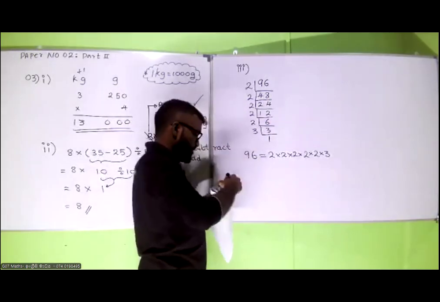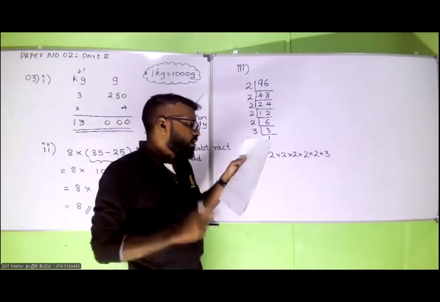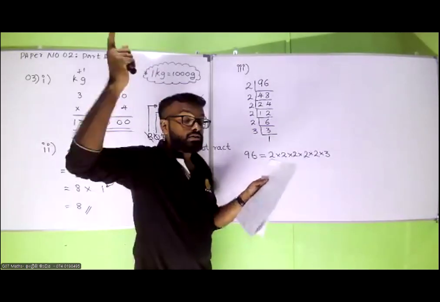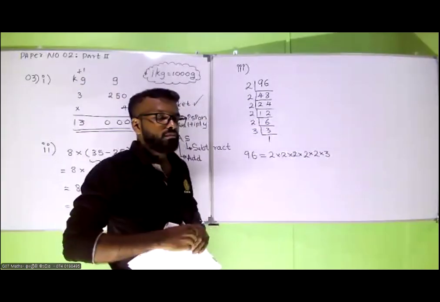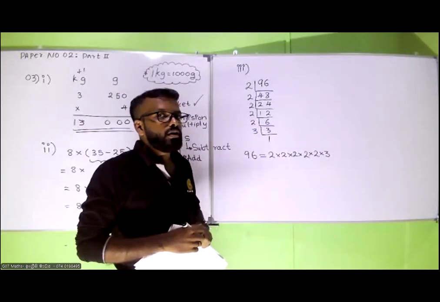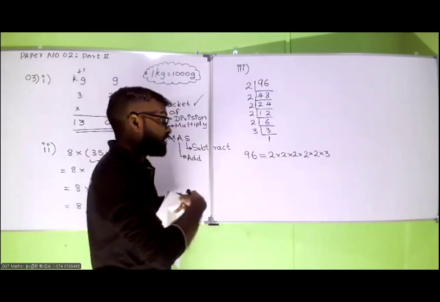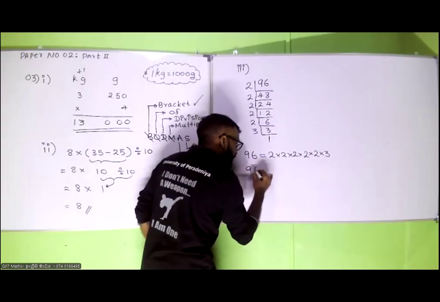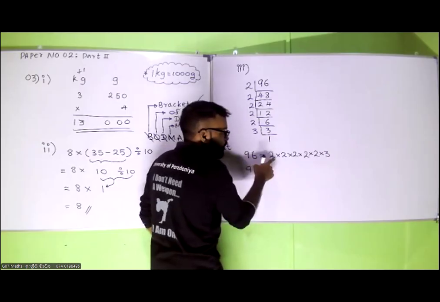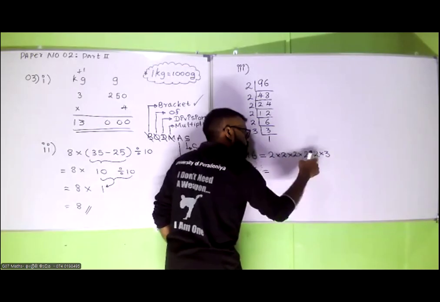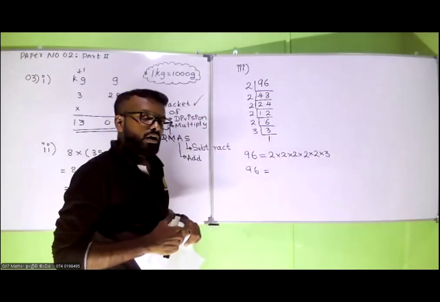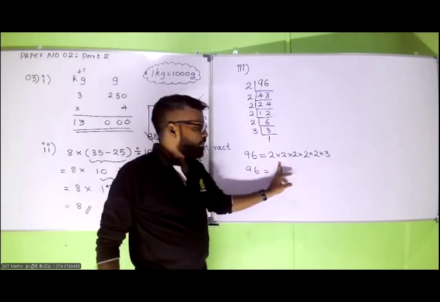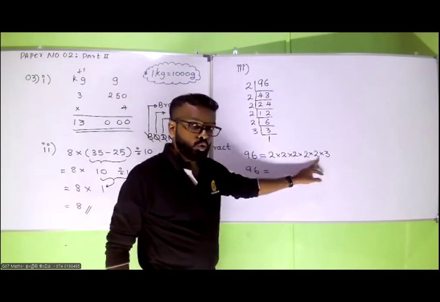Right? Okay, now they are telling us to express 96 as a product of prime factors and express as powers. Right? Index form. This is the indices lesson. So we can write 96 like this. 2 times 2 times 2 times 2 times 2 times 3. But the base is the same. Base is 2, 2, 2, 2, 2.